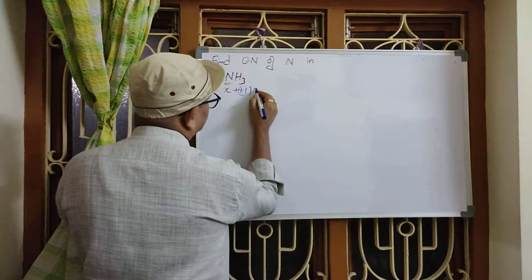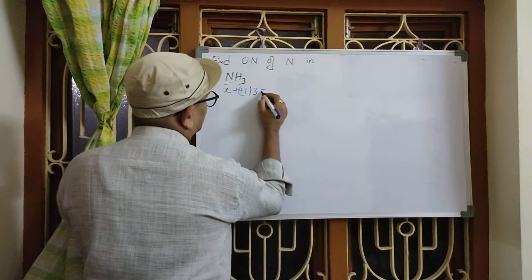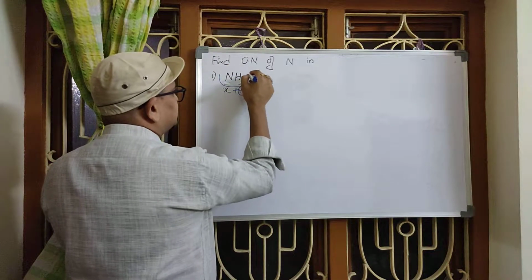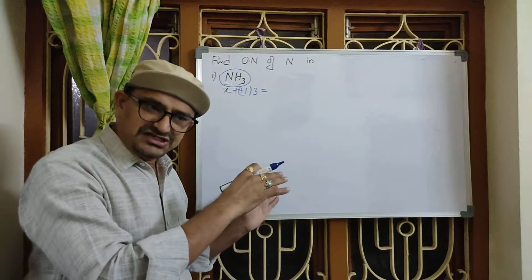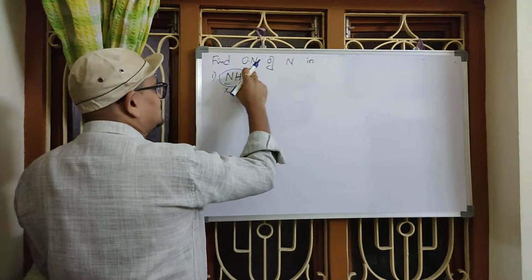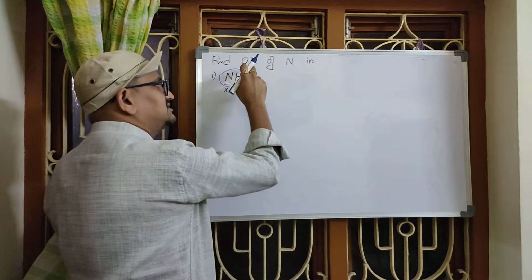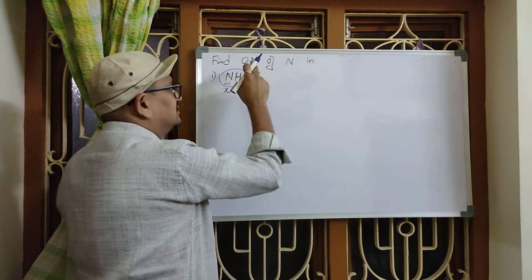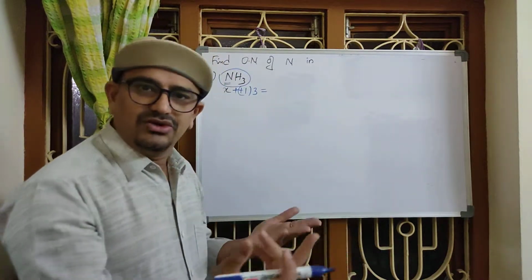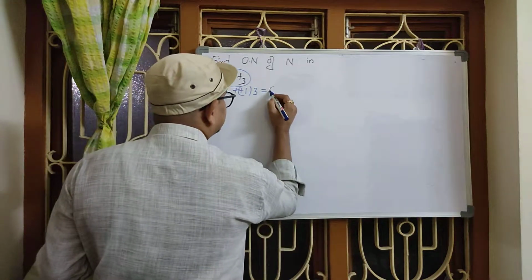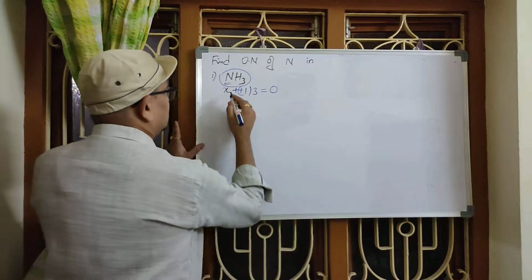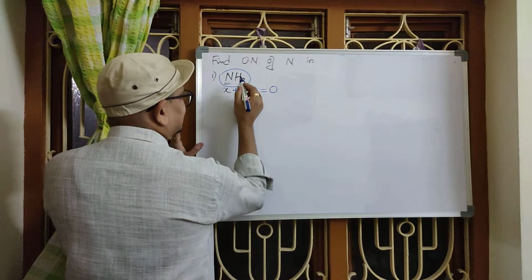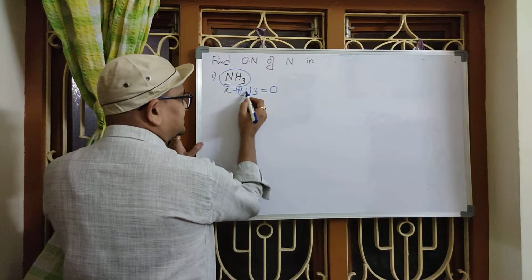+1 into 3 such hydrogens are there, equals to, what is the net charge on this molecule? Is it a positive species? Any positive charge is there on the species? Any negative charge is on the species? Then there is no positive, no negative. Then the net charge is 0, which is to be taken on the right hand side. Right? Now, nitrogen is taken as X. Hydrogen's common oxidation state is +1.